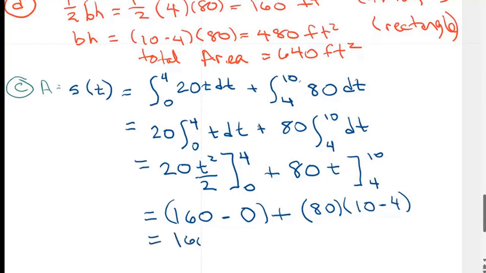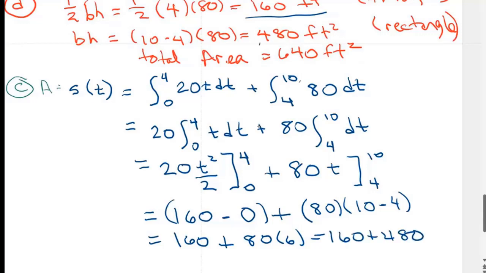So I have 160, which is good because that's what we said the area of my triangle was. Plus 80 times 6, which equals 480, which is awesome because that's what we said the area of my rectangle is. And the total area, again, is 640 feet squared, which is what I said my area was.